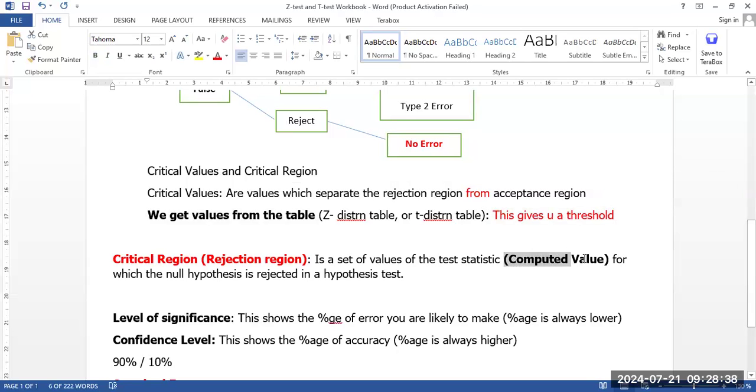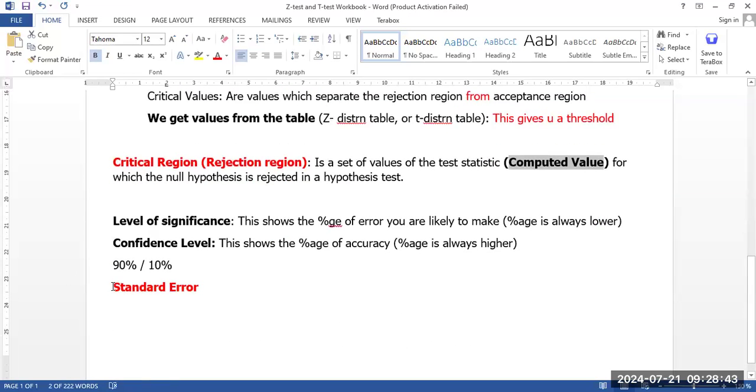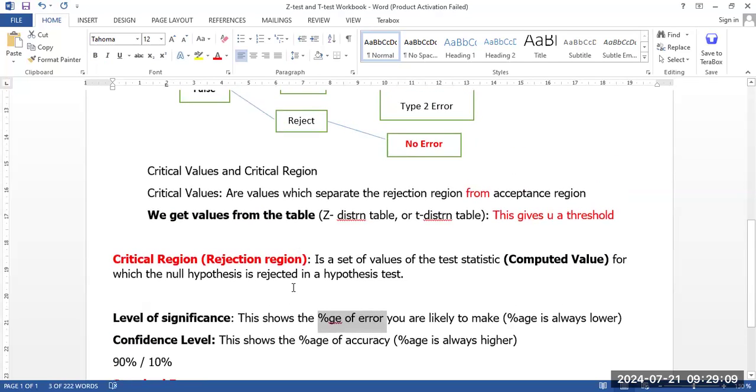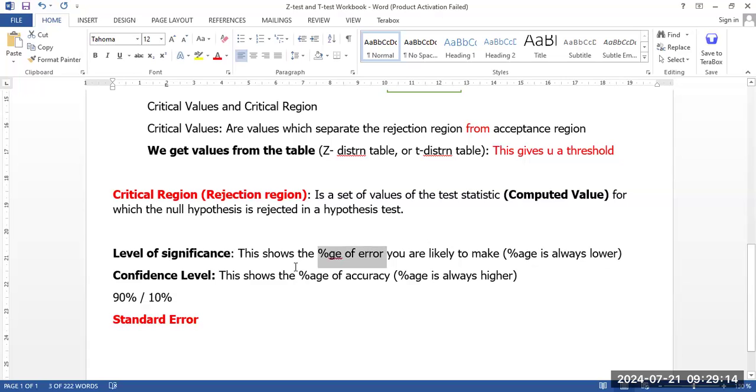I will be having the computed value. And when you're getting this computed value, you will also include the standard error in your formula. So by the time you're including standard error, I should not focus only on accuracy. I should also focus on the percentage of error as I read the value from the table. So don't confuse these two things.